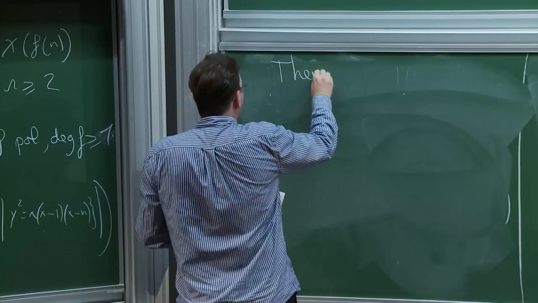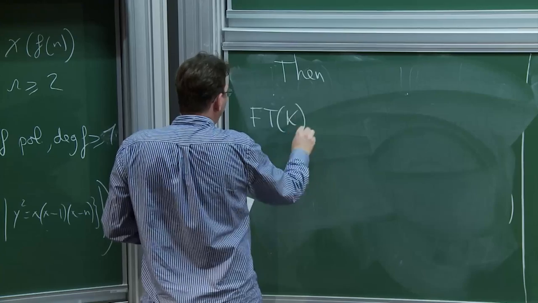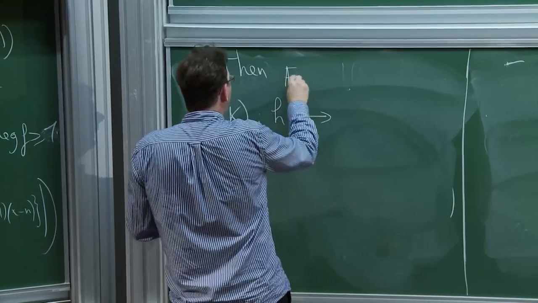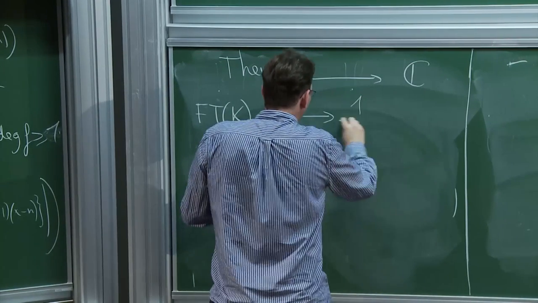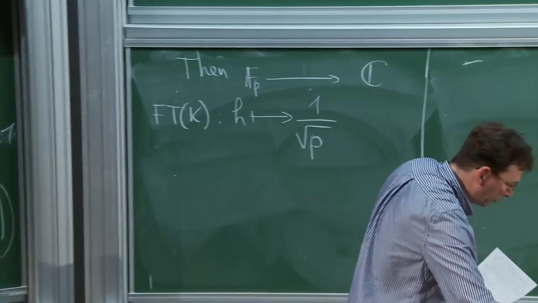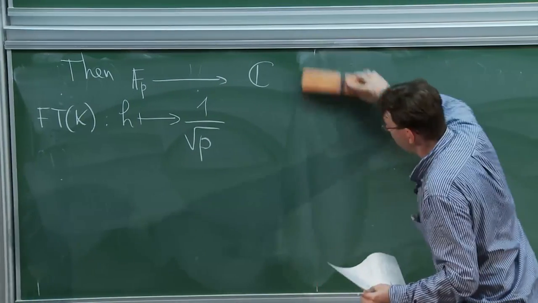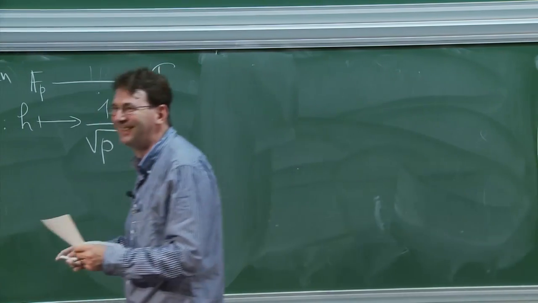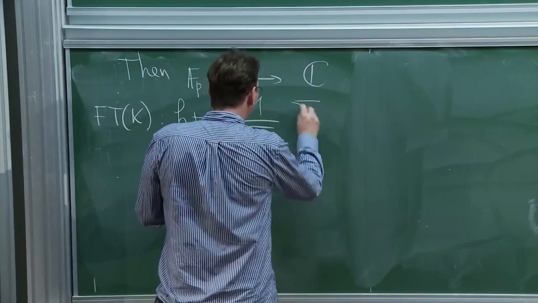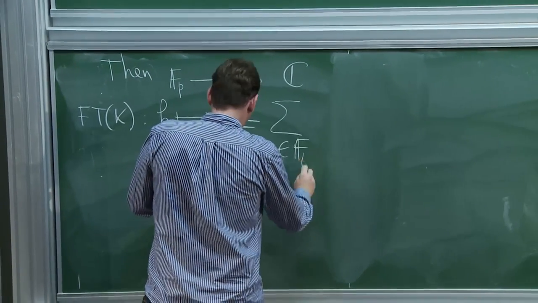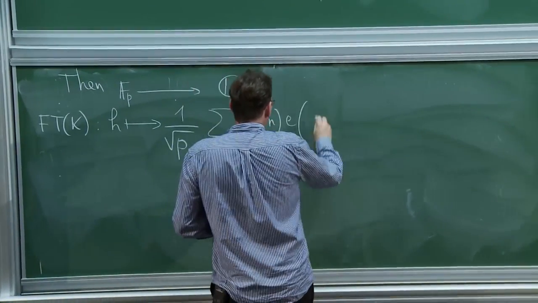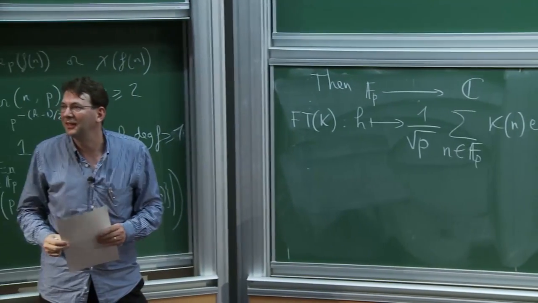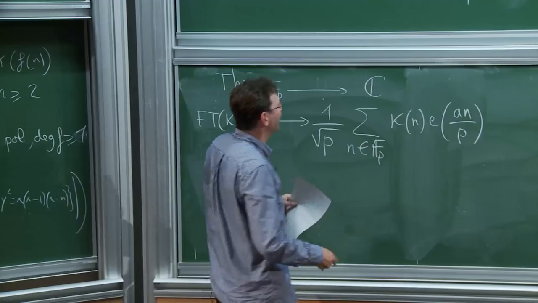So then I define the Fourier transform of K as the function on F_p which sends h to, so we normalize by 1 over square root of p. It's the most natural in this case. So I think at first we were using just a naive sum, and then Paul Nelson pointed out that it was much better to be unitary in this case. So it's just the usual Fourier transform. We've taken the bad habit of writing e of an over p instead of minus an over p. That's from Katz, because that's what he uses in his books.